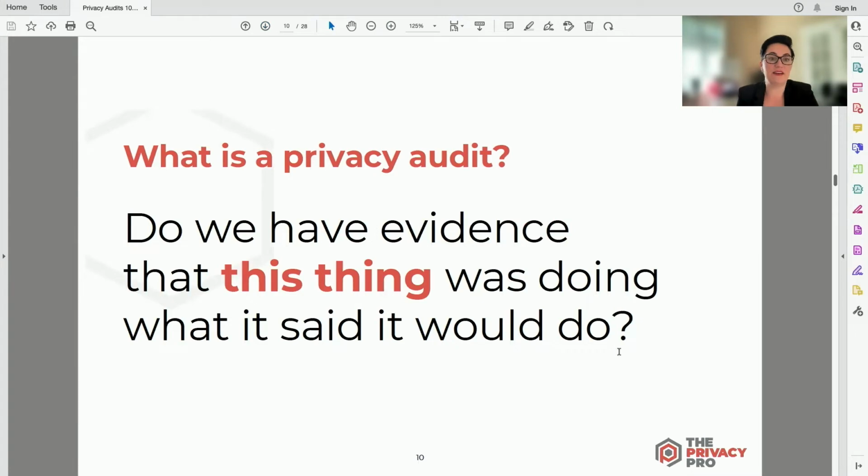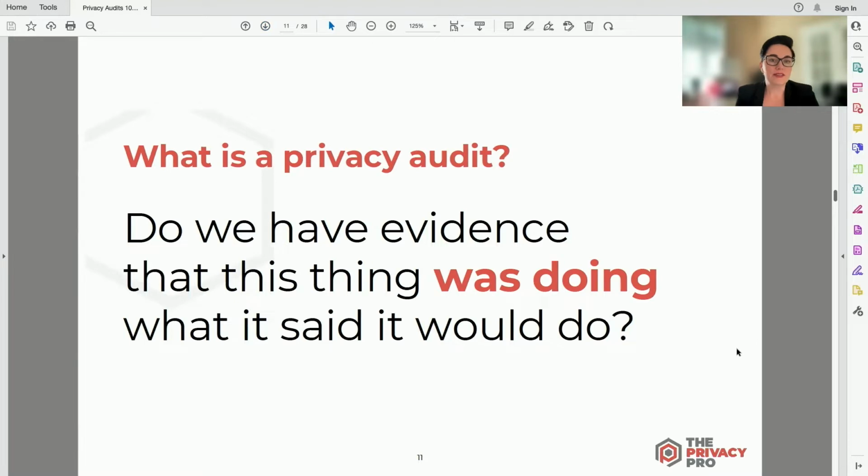Okay, this thing, do we have evidence? This thing has to be narrowly defined. The scope could be a system, a process, a product, or an app. It's not the organization as a whole. Audits are backward looking and cover a defined period or point in time.